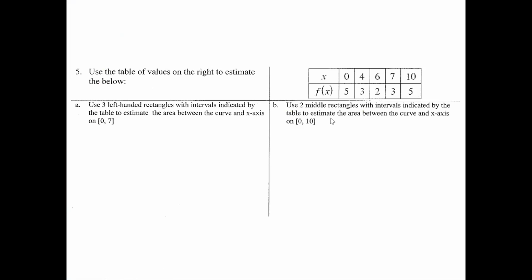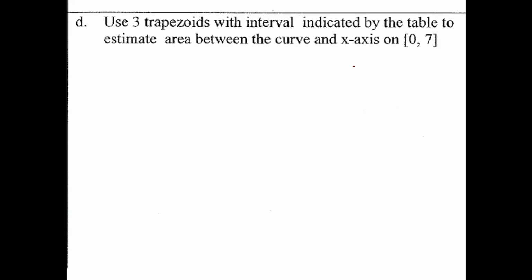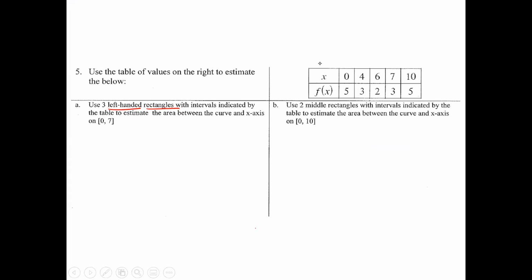And for A, it says, use a 3 left-handed rectangle with intervals indicated by the table, and intervals from x is equal to 0 to 4. So there's a space of 4. From 4 to 6, so there's a 2. 6 to 7, there's a 1. 7 to 10, so there's a space of 3. And that's basically the intervals of it. And these are the y values on the bottom to estimate the area between the curve and the x-axis on intervals from 0 to 7.